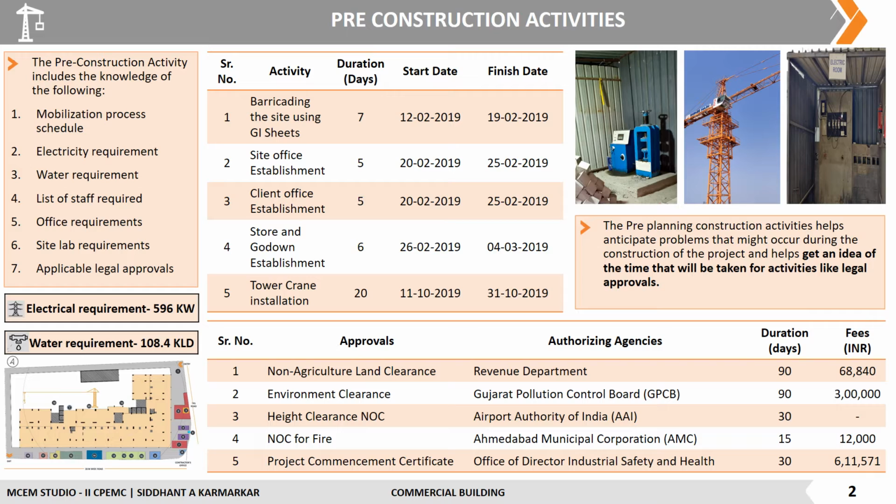Necessary legal approvals for the project like NA clearance, environmental clearance, RERA certification, etc. are shown in the table along with their authorization agencies and fees. From this deliverable, we get an idea of time required for getting legal approvals, and as this is a labor contract, all the legal approvals are under client scope.